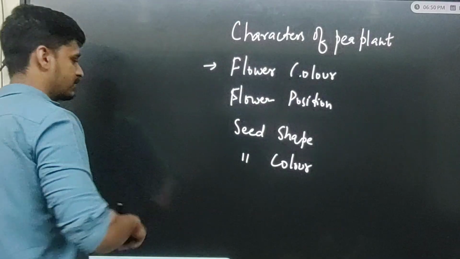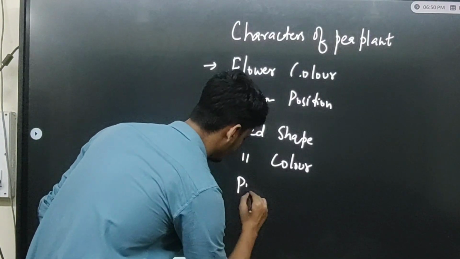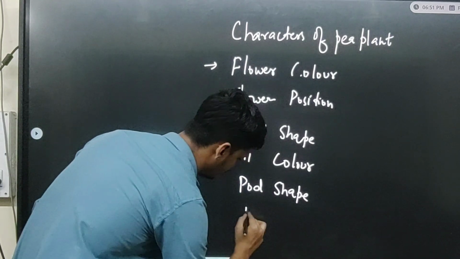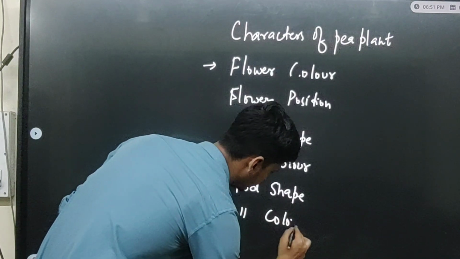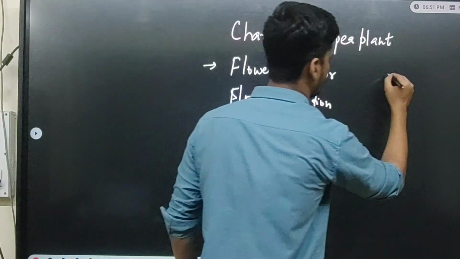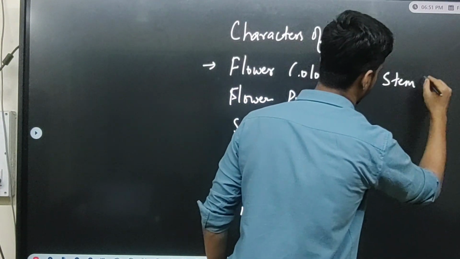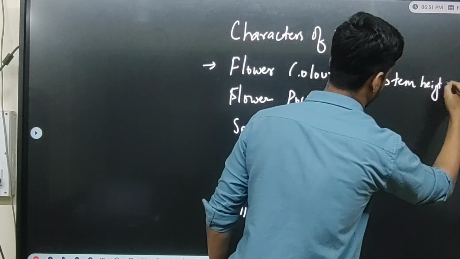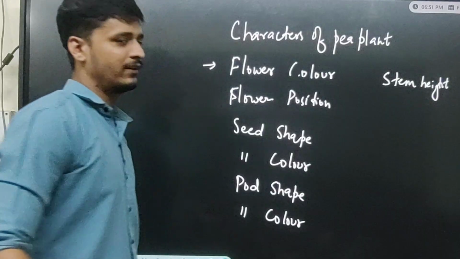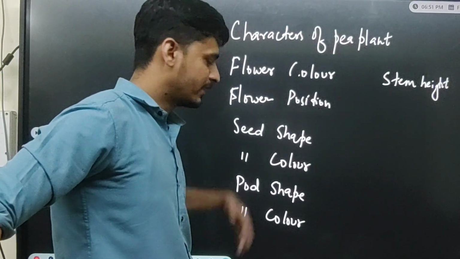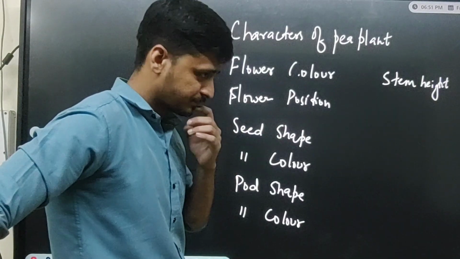Okay, next, pod shape, pod color. Okay, next, stem height. So these were the 7 characters chosen by Mendel. Okay, so these are the characters present in the pea plant.